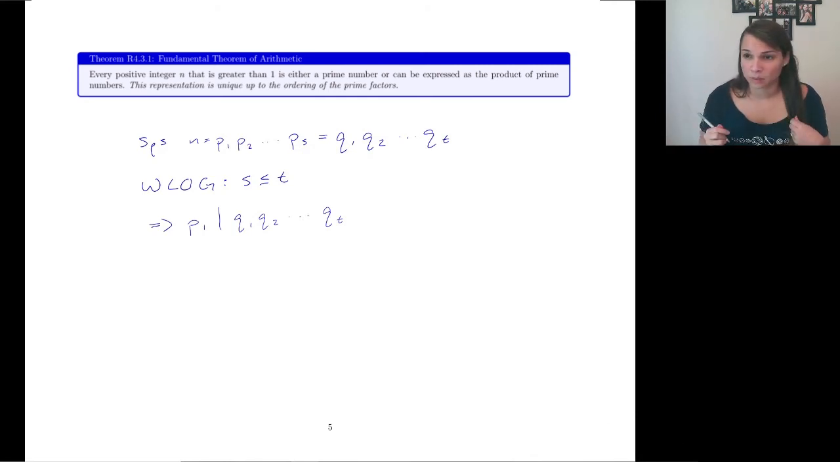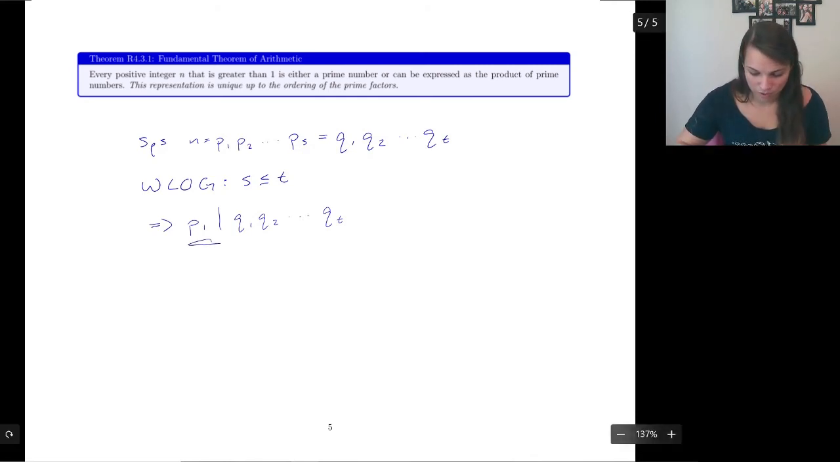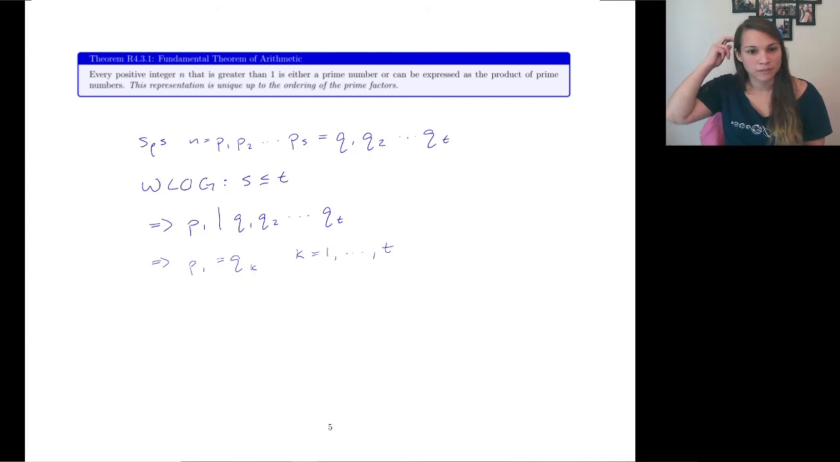This is the lemma that we just talked about. If you have a prime number dividing the product of primes, it's equal to one of them. So P1 is going to be equal to Qk for one of these Q's, from 1 to t. It's equal to one of them.